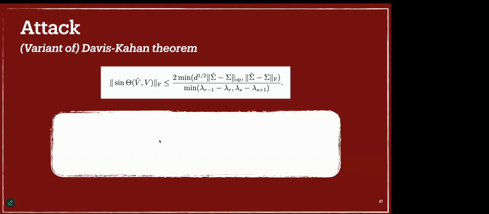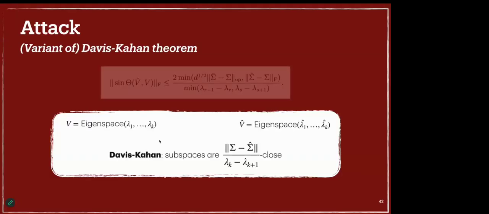And this is the bound given by the theorem, so we don't really care about the details here. How it applies in our case is that if we take V, the eigenspace for the real matrix, and V hat for our approximated matrix, the theorem tells us the subspaces are close up to this factor. We don't really care what it means in detail, but we can see that the numerator is basically how close the eigenvalues are, and we know how they're going to behave. We know that there will be convergence, and we can bound this. And the denominator is the important part.